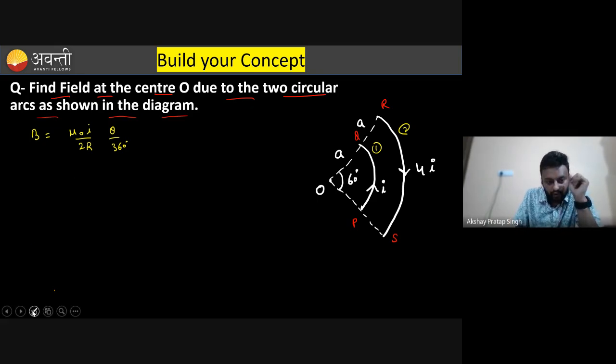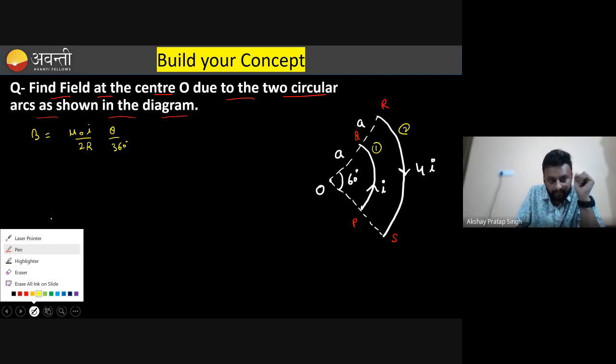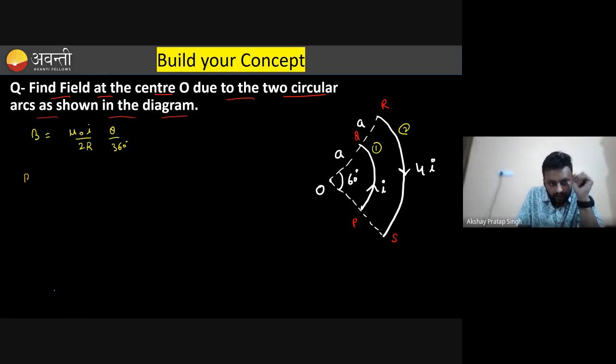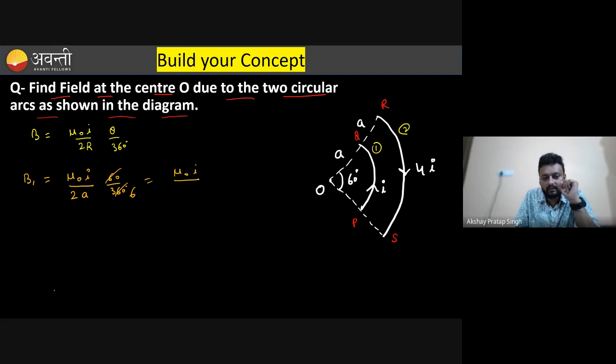So first of all, I'm going to calculate the field of the first wire. Field of the first wire B1 is mu naught. What is the current in the first wire? You can say I. What is the radius? You can say the radius is A. Angle is 60 divided by 360. So that will be 6. That means mu naught I by 12A. Clear?